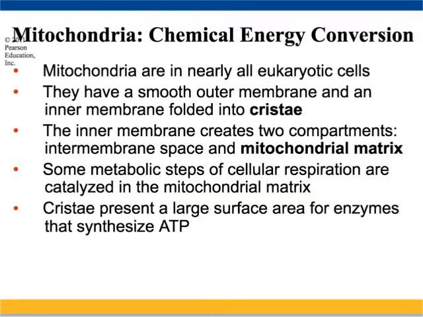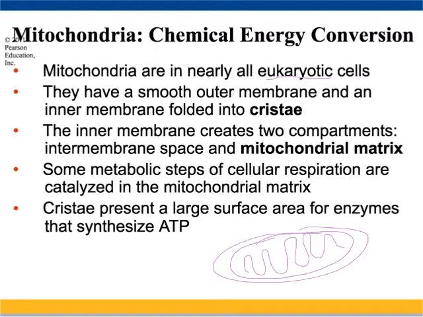So mitochondria are going to be in almost all eukaryotic cells. So yes, some cells do not have mitochondria, but they have that smooth outer membrane, that double membrane, and then this inner membrane that's folded into cristae. And within this inner membrane, there's going to be like two compartments, and we'll look at a picture later that's a better drawing. We have the mitochondrial matrix, and then the intermembrane space.